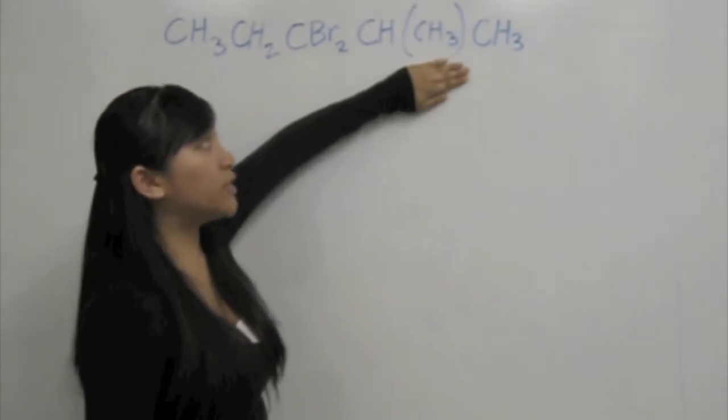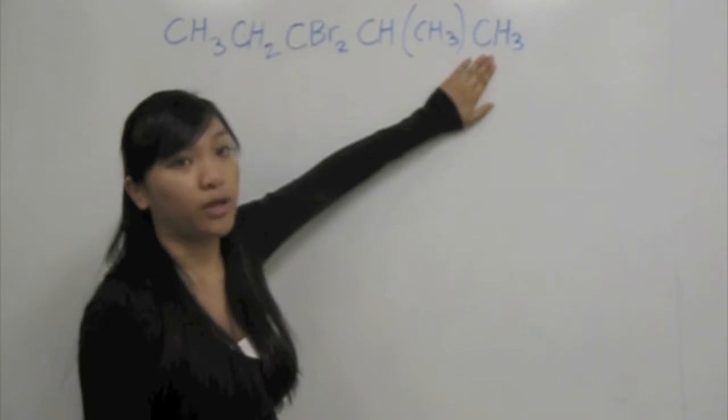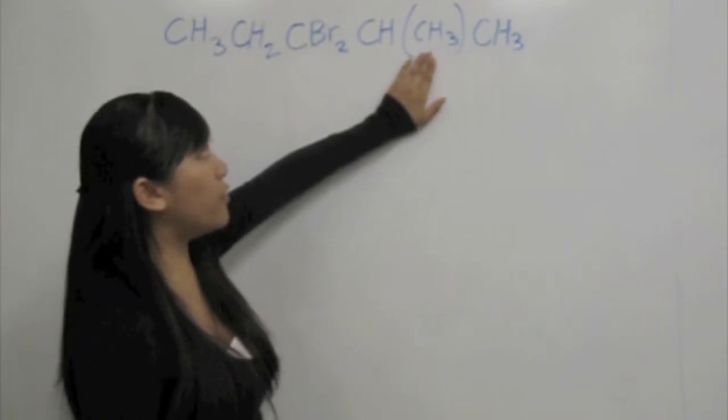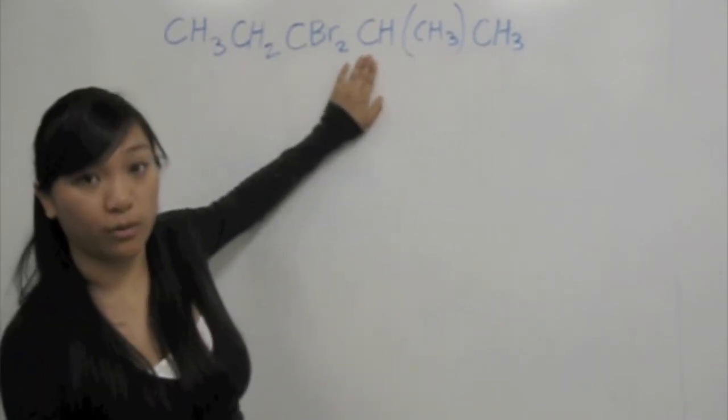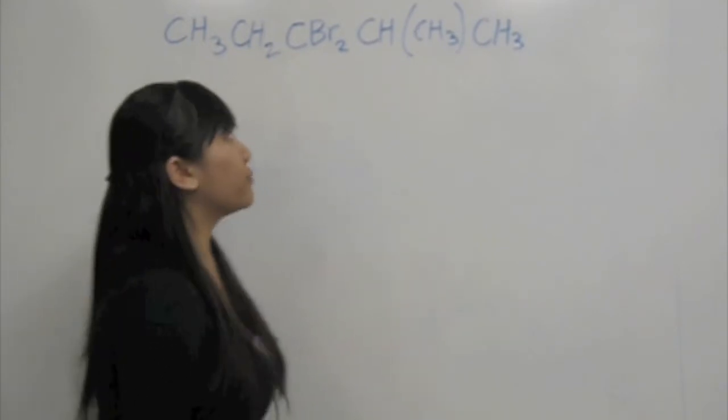This just means that this methyl group is attached to this carbon, as well as this one. We have this carbon and this carbon attached to this carbon right here. So now let's try to draw out our bond line structure.